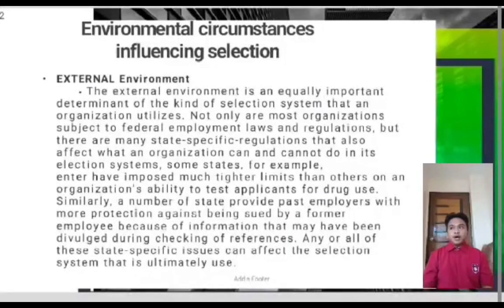The next topic for influences on the selection process is the external environment. The external environment is an equally important determinant of the kind of selection system that an organization utilizes. Not only are most organizations subject to federal employment laws and regulations, but there are many state-specific regulations that also affect what an organization can and cannot do in a selection system.